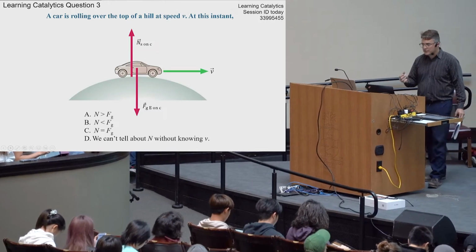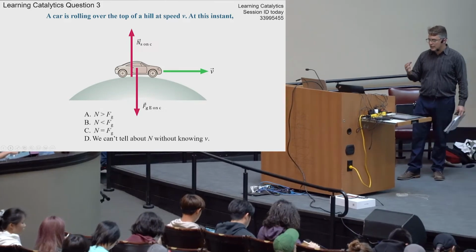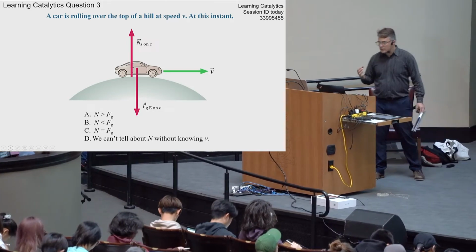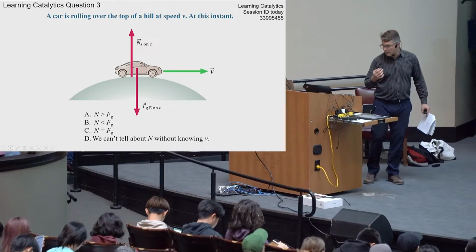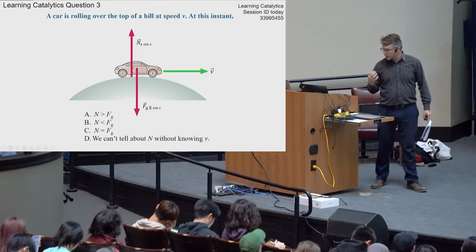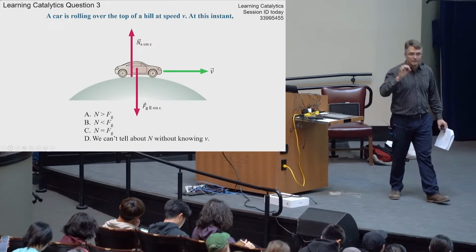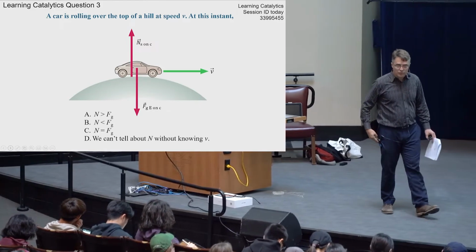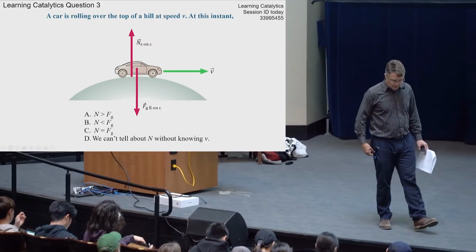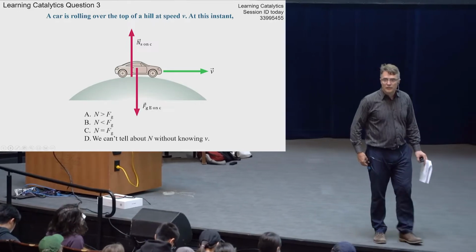Here is a car going over a hill. And what I want you to think about is comparing mg, or F_g, the force of gravity, to the normal force of the road on the car at this instant. Give me a minute to think about that.